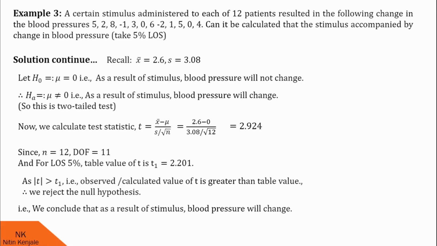Now let us proceed for the next example. Here we are given that based on field experiments, a new variety of green gram is expected to give a yield of 12 quintal per hectare. The variety was tested on 10 randomly selected farmers' fields. The yields were recorded as follows. Do the results confirm the expectation? Take 5% LOS. Let us proceed for solution.